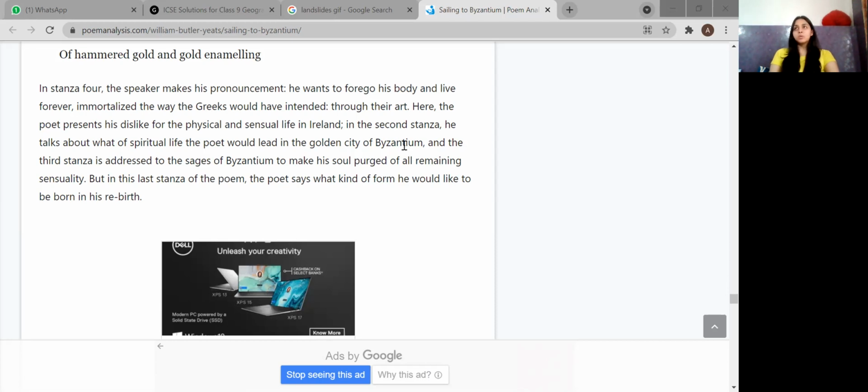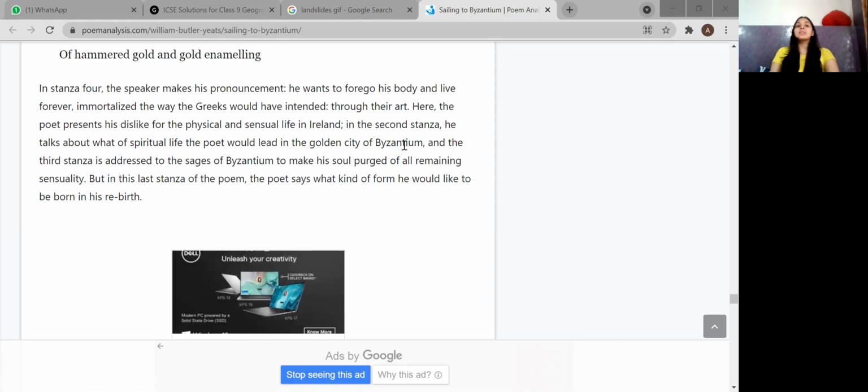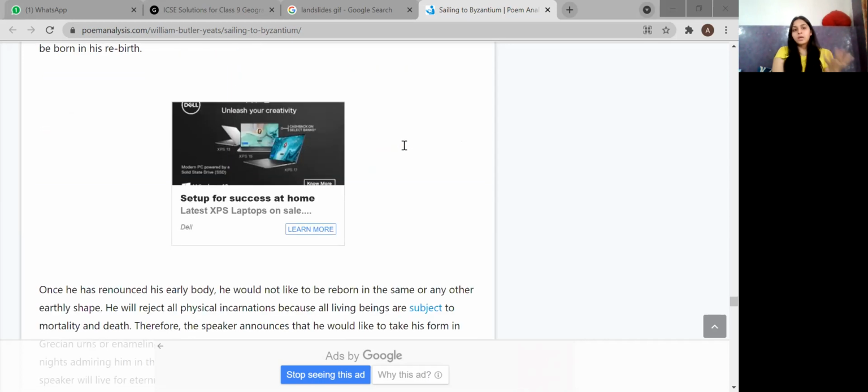And these are the people who will understand him and his wisdom, right? So he addresses the sages of Byzantium to make his soul so pure of all the sensuality. But in this last stanza of the poem, the poet says what kind of form he would like to be born in, if he is reborn. So he's talking about what form he wants when he gets a rebirth, right?